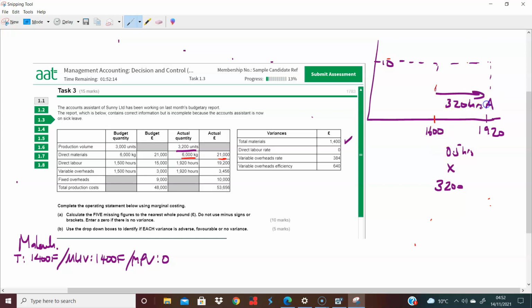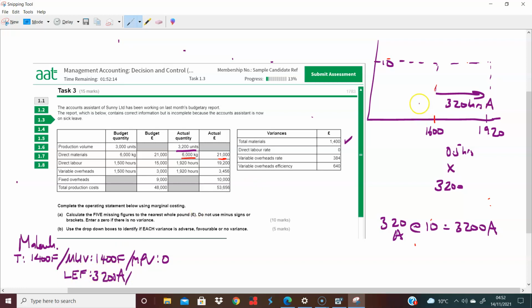This is adverse, right? So of course, measuring this is the 320 extra hours that you have done at adverse, of course, at £10, which is 3,200 adverse. So your labor efficiency variance is 3,200 adverse. That's the first thing.